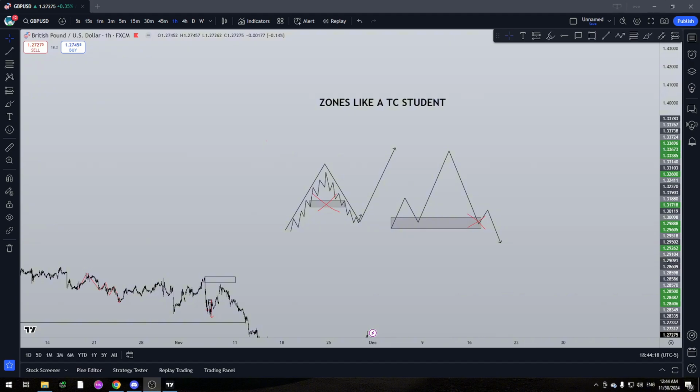Today, we have two topics. We're going to talk about which zones are valid, and we're going to talk about mitigation. You may wonder what is mitigation, because most of your YouTube fake gurus won't even explain what mitigation is.